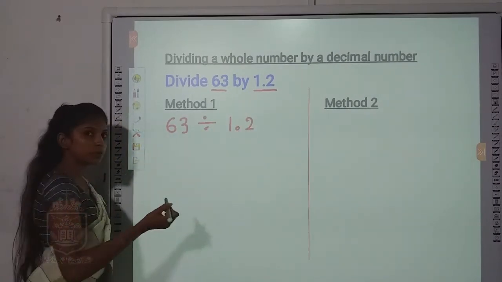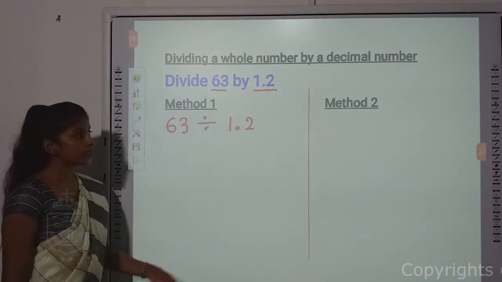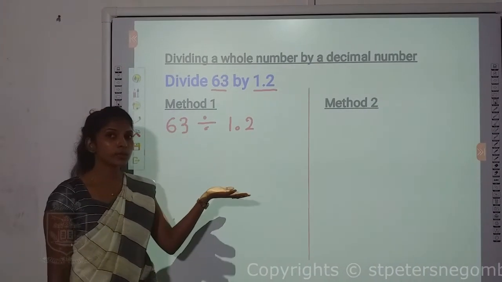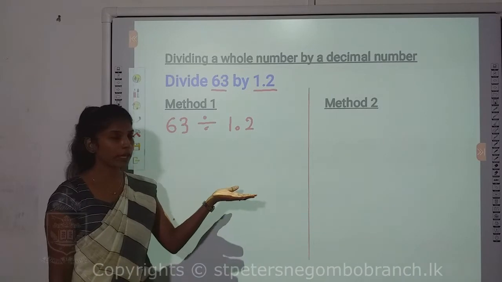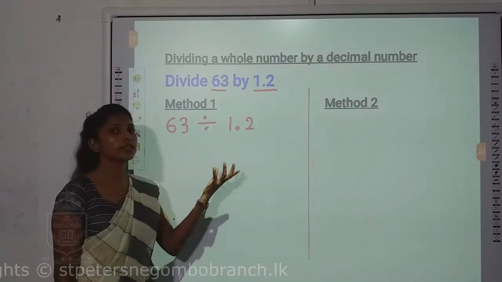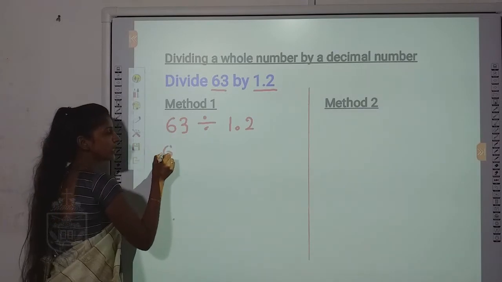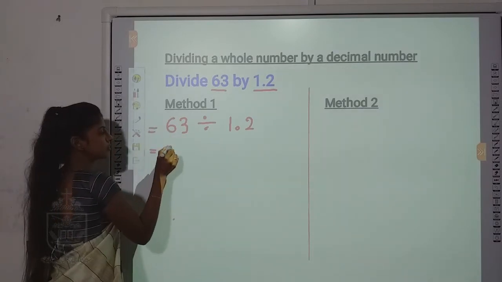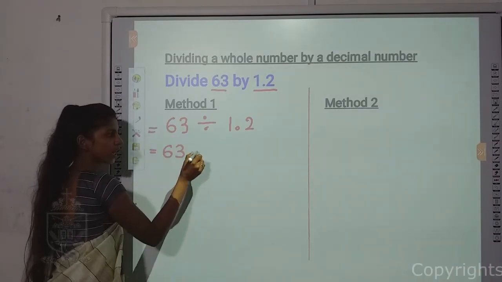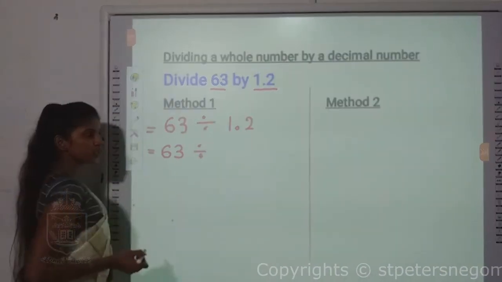I hope you can remember what we did in the previous examples. We converted the decimal into a fraction. In the same manner, we are going to convert this decimal into a fraction. First, we are not going to make any change to the whole number part. So let's write the whole number. I didn't change the symbol also, it's division.